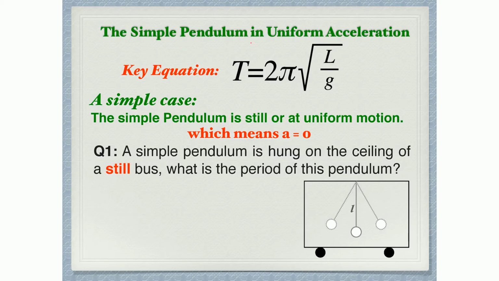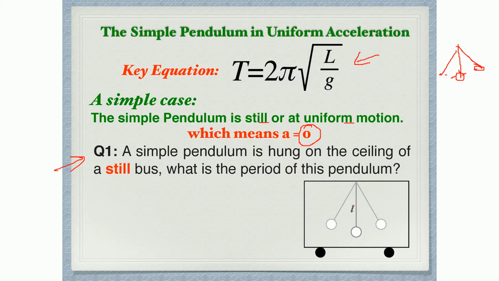A simple pendulum in uniform acceleration, the key equation, as we just said, will be T equals 2 pi under root L by g. A very simple case will be when a simple pendulum is still or in uniform motion, moving uniformly. Whenever we are talking about still or uniform motion, we are saying that acceleration is 0. There is no acceleration. So let us take a question: a simple pendulum is hung on the ceiling of a still bus. What is the period of the pendulum?